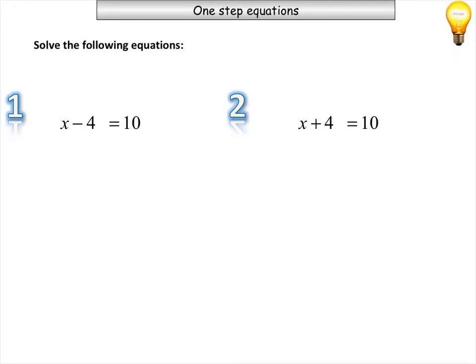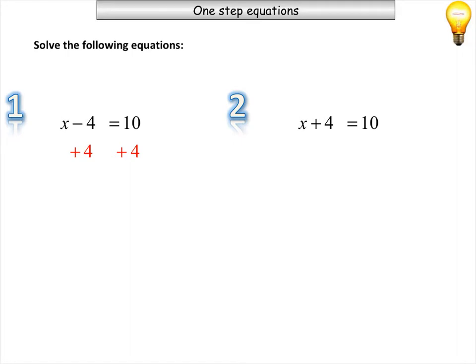So let's answer these one-step equations. We've got number one, a number take away 4 equals 10. And I bet you know what that number is when you substitute that value in for x to make that statement true. However, what we are going to do is look at a particular type of method to solve these types of equations.